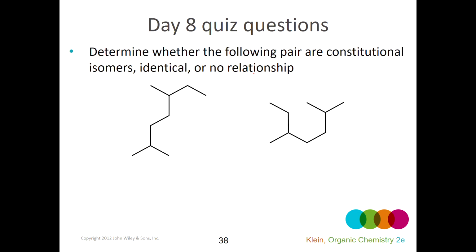So this was the other quiz question. So I want to look at both methods here. If you have your model kit, if you had a chance to make this one, you would probably be able to make a model of both and show that they're superimposable. Alternatively, we could name them.